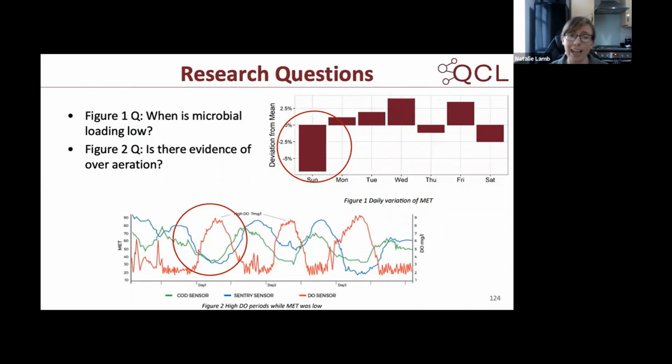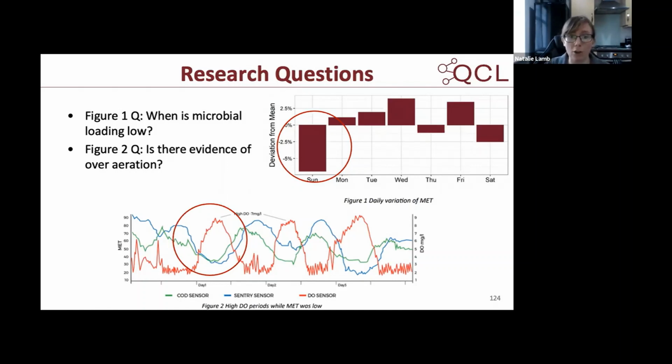Historic data was statistically analysed using a signal decomposition, which identified key repeating trends in organic loading, as you can see in Figure 1. We found evidence of over-aeration using the Sentry probes. Figure 2 details how high dissolved oxygen ratings correlated with low MET activity, basically indicating periods of time when the process was being over-aerated.